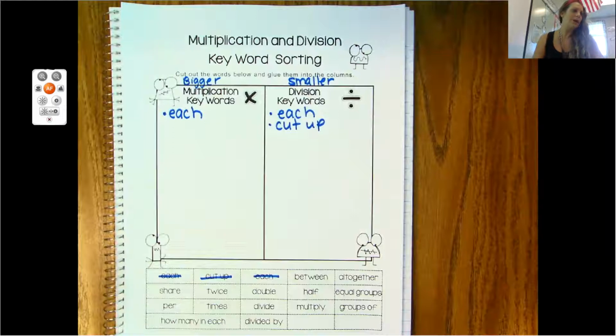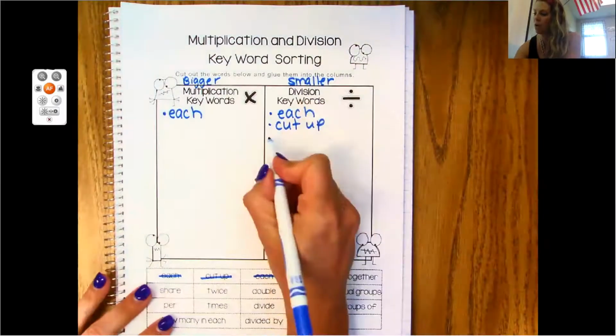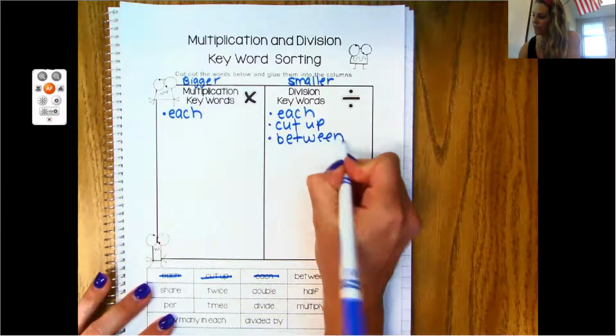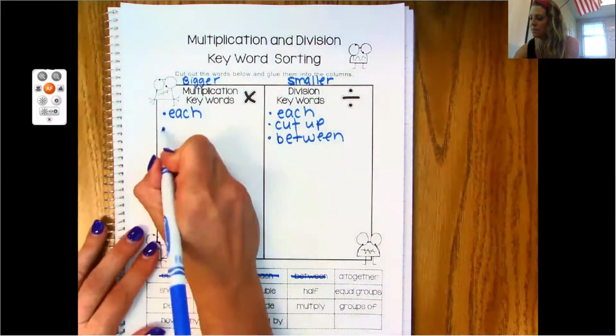All right, what about between? What about between? What one would that be? Yep, that would be if you're putting it between friends, you're splitting it up, you're making it smaller. So between would go under division. All right, here's another one, all together. What do you think for that one? Multiplication.